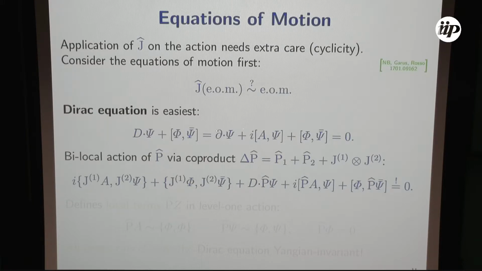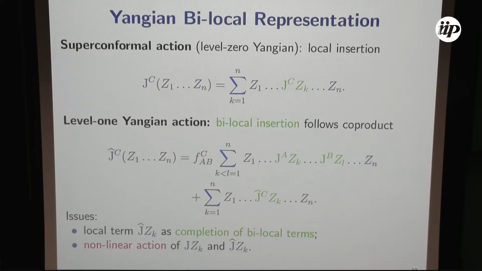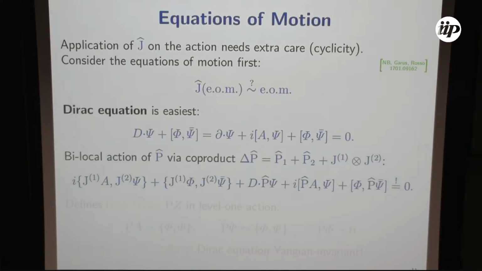And if I spell this out, then that's an ordinary derivative plus this gauge field commutator with a field plus a commutator with a scalar field. So it's not a very difficult equation, and we can apply this p hat using this rule that we had here, and use the coproduct. So the coproduct gives you local and bilocal terms.